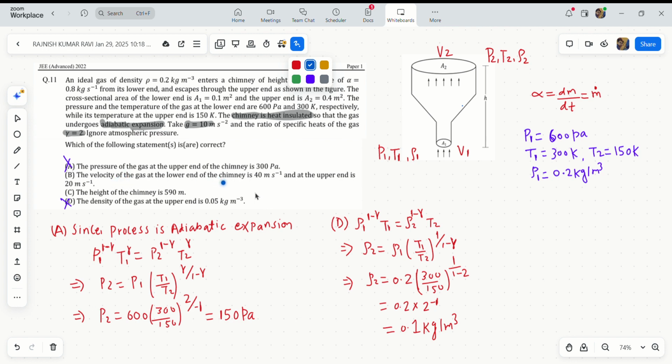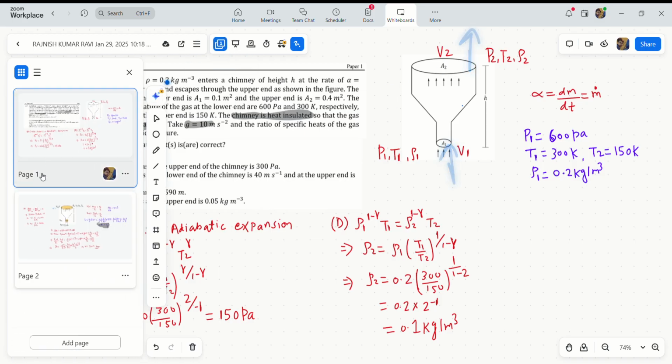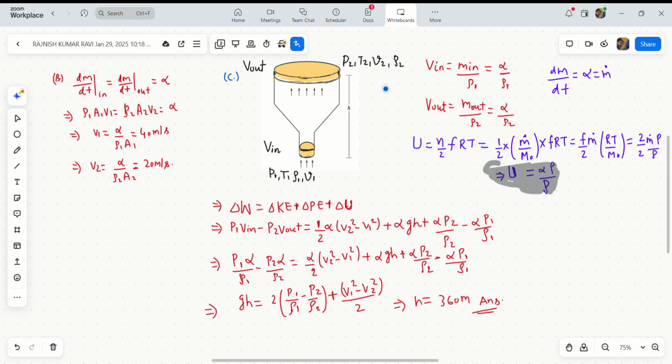In option B, we have to find the velocity of gas entering and the velocity of gas coming out from the upper end. This is our setup. It is given in the question that the mass entering the chamber is alpha. So the quantity of mass entering the chamber will be equal to the quantity of mass coming out of the chamber, that is dm by dt in will be equal to dm by dt out, and it is equal to alpha, already given in the question.